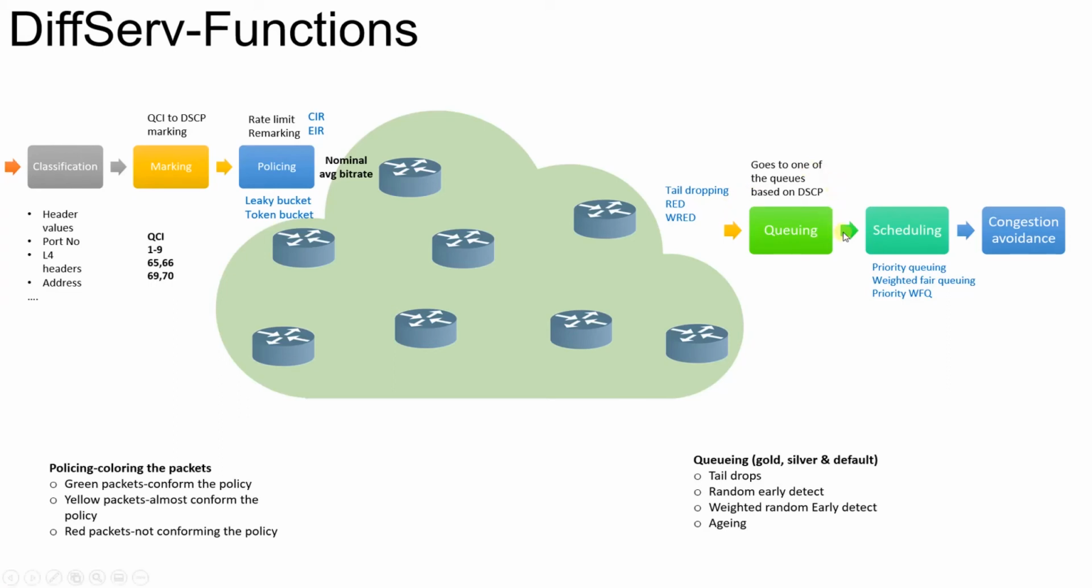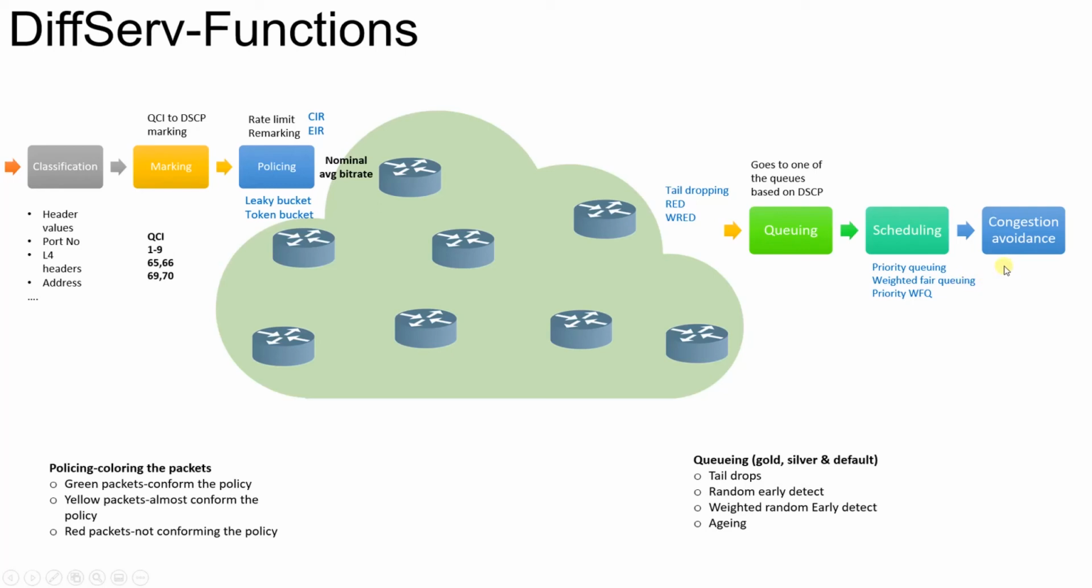Okay, now I have to vacate the queues. I have to take the packets from the queues and send them to the transport medium. So who will do this job? This job is done by the scheduler. How will the scheduler do this job? The scheduler has its own algorithms. It follows priority queuing, weighted fair queuing, and priority weighted fair queuing. Using either of these algorithms, it takes the packets from different queues and sends them to the transport medium.